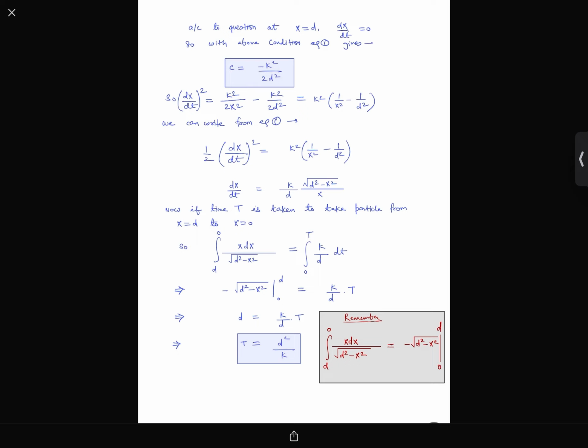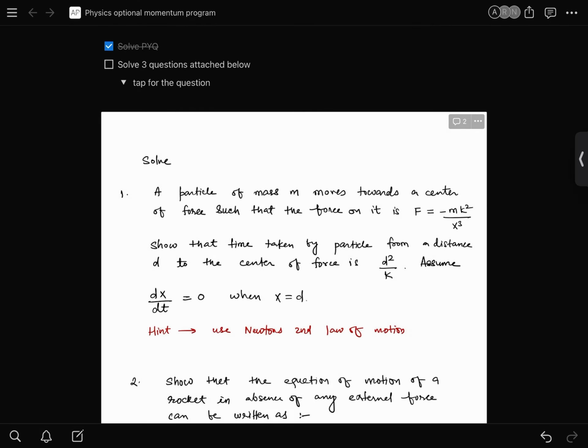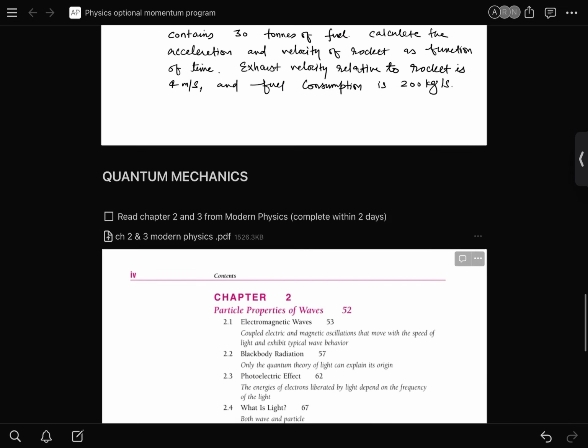The innovation is that you will know what to remember and what to understand. Whatever the memorization part is, we have color coding in red, so the red color you have to memorize. Okay, so this is the way. Now I feel he has worked sufficiently on mechanics, so let us move to quantum mechanics.